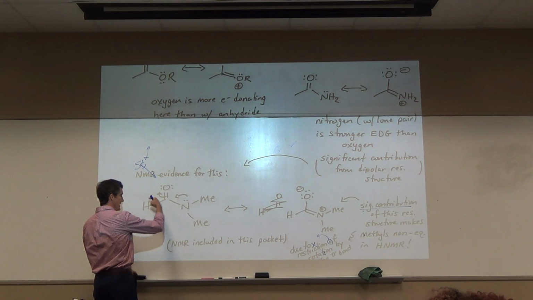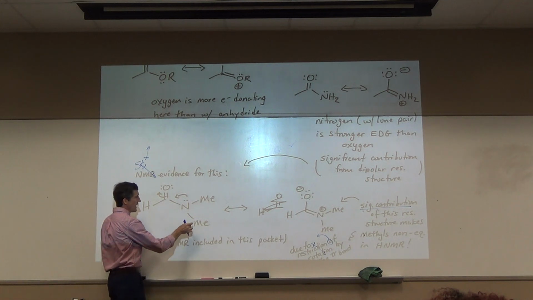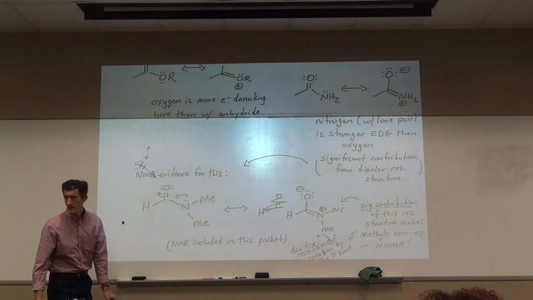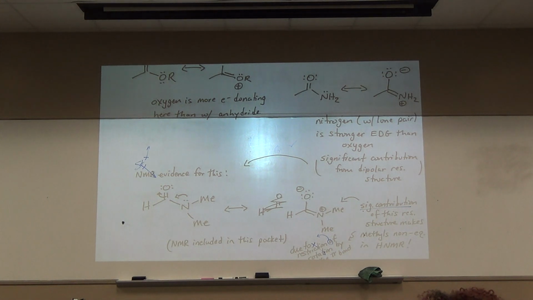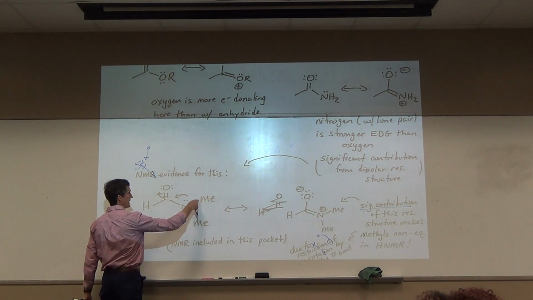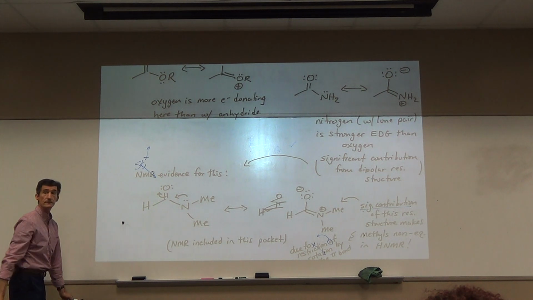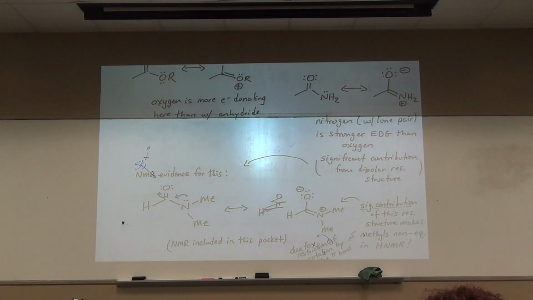Look at this compound. This is called DMF. I discussed it in the nomenclature video. Are these methyls equivalent in NMR or not? How many signals would you expect for the methyls in the NMR of DMF? 2. Why 2? How many signals for the methyls? 2, because of the restriction on that one.